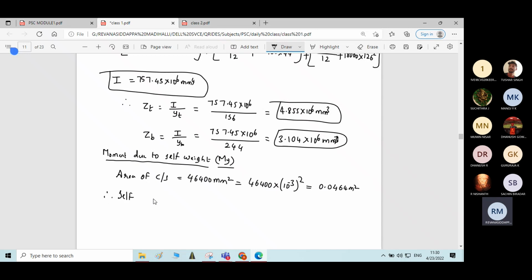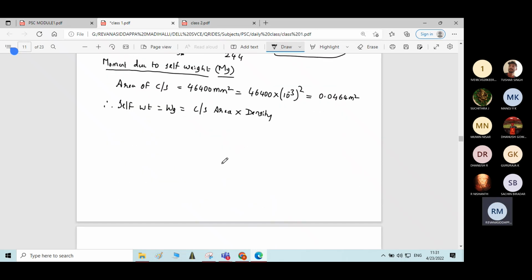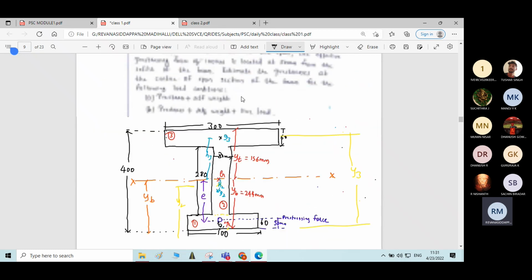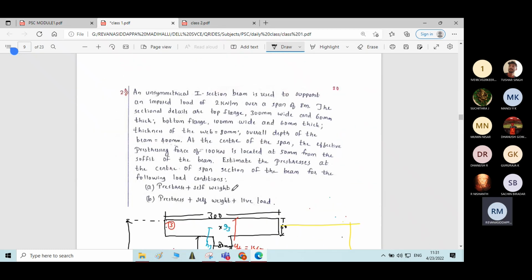Therefore, sulfate Wg is equal to cross sectional area into density. Cross sectional area is 0.0464, into density, which is 24 kilonewton per meter cube. Okay, it is given in the problem, I think. Correct now? Density of the concrete.